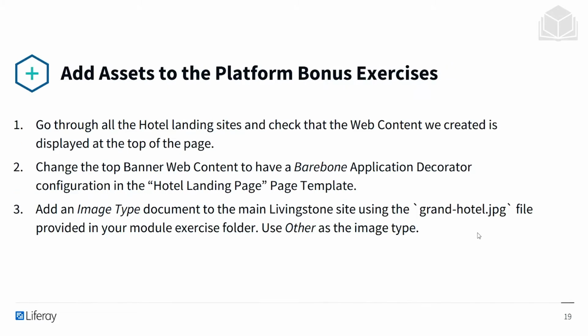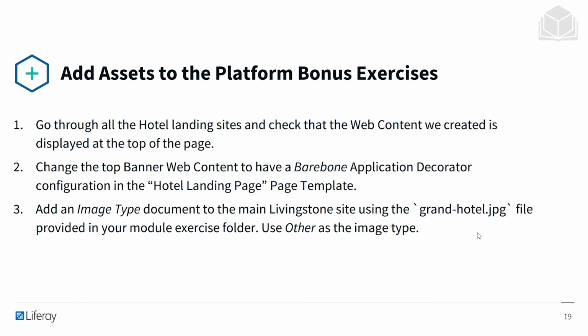There are additional bonus exercises that I won't take us through, but that you can feel free to try for yourself. This includes going through all the hotel landing sites and checking that the web content we created is displayed at the top of the page. You can also change the top banner web content to have a barebone application decorator configuration in the hotel landing page template. You can also add an image type document to the main Livingstone site using the Grand Hotel JPEG file provided in your module exercise folder. Use other as the image type for this.